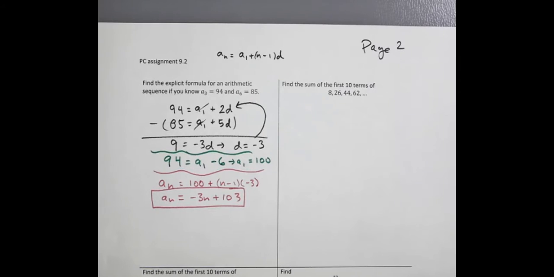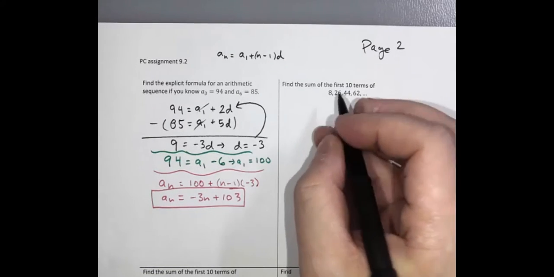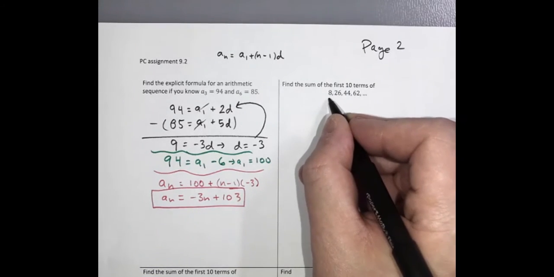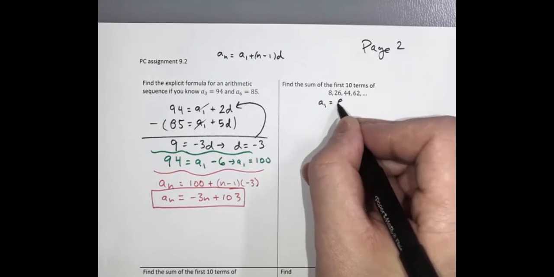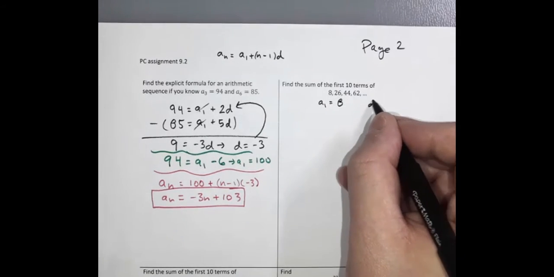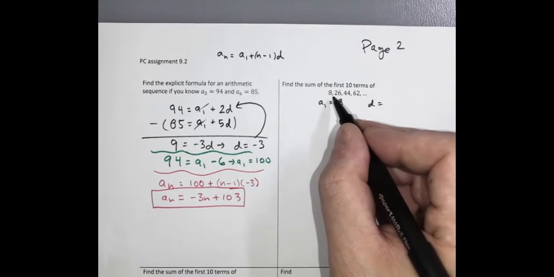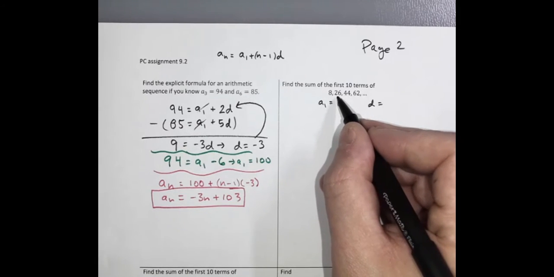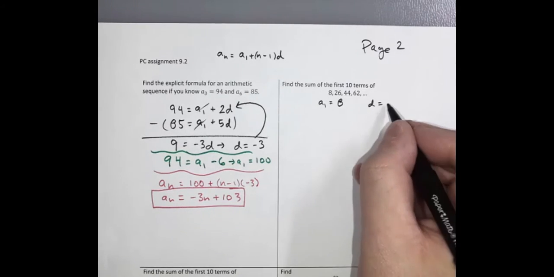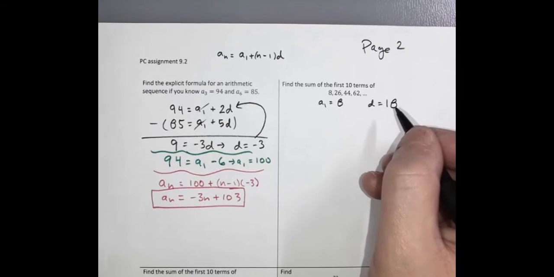Okay, next problem is find the sum of the first 10 terms of that sequence. This is again arithmetic, and this time it looks like the first term is 8, and the common difference is, what do we take to add from 26 to 8 would be, let's see, 2 and 16, so that's 18. So the common difference is 18.